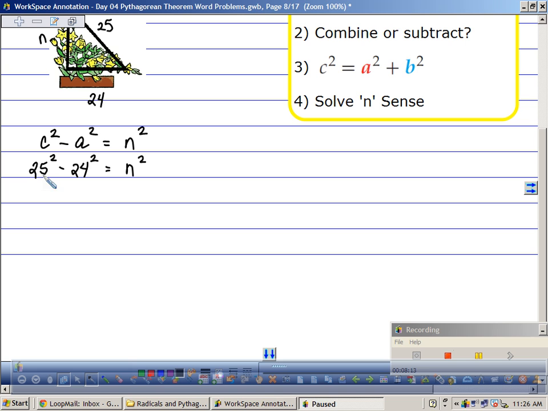What's 25 squared? 625. We know that the 24 squared is going to end in a what? A 6. It's probably not going to be a 6. It's going to be a 5. 576. What is 625 minus 576? 49. So you should immediately be able to tell me what that side is. 7.